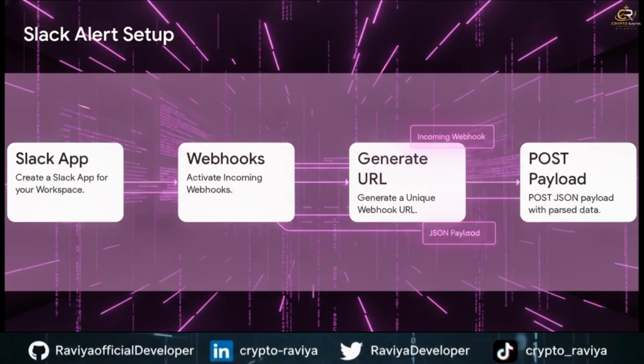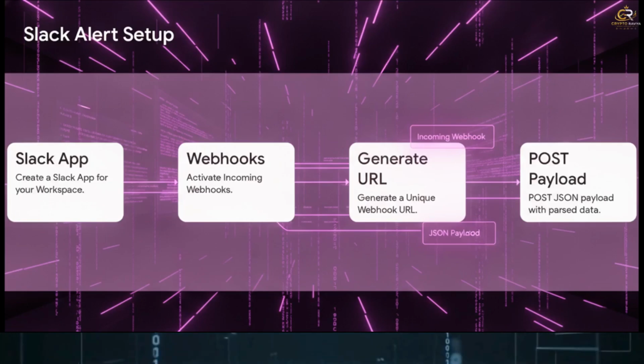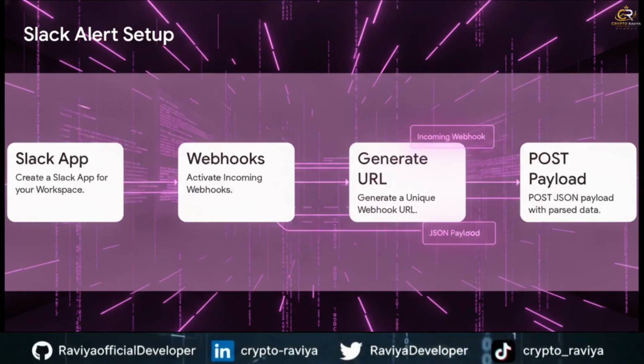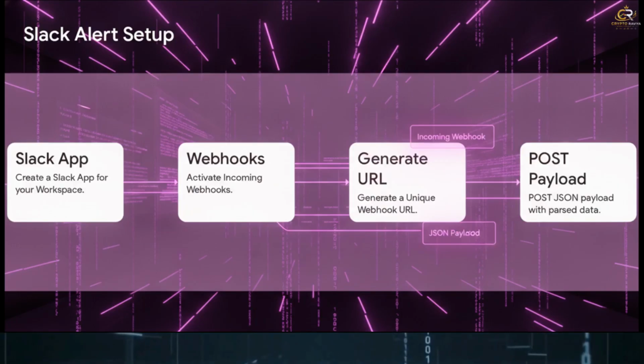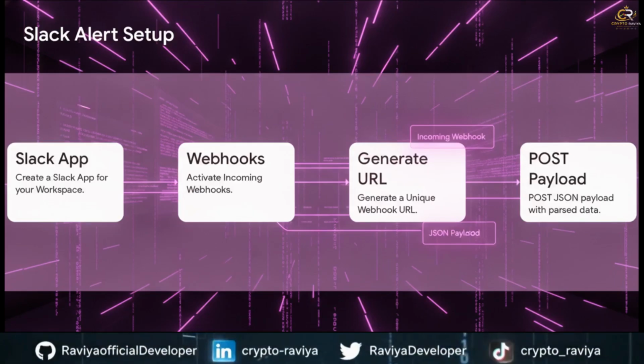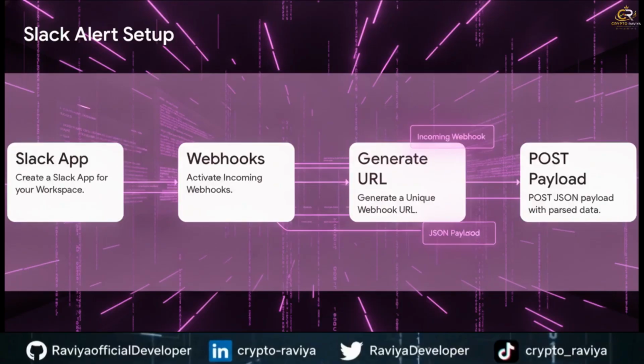First, create a Slack app for your workspace. 2, activate incoming webhooks. 3, generate a unique webhook URL for your target channel. And 4, configure your automation to post a formatted JSON payload directly to that URL. That payload contains your parsed critical data, the sender, the budget, the whole shebang.